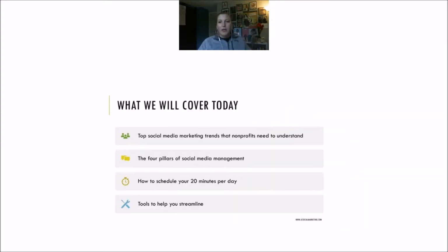So what we're going to cover today: we're going to talk about some of the trends that you need to understand, just a few benchmarks and data points. Then the 4 pillars of social media management that I teach and work with on campaigns with my clients, and also how to put those 4 pillars into 20 minutes a day each week. And then some tools to help you streamline what you're doing.